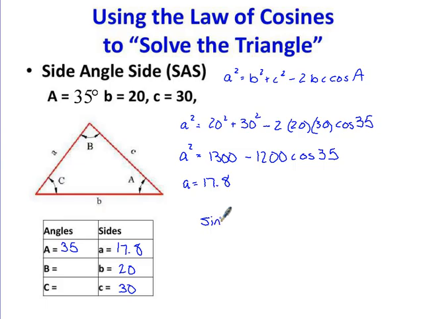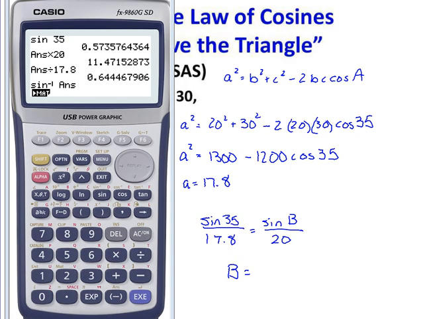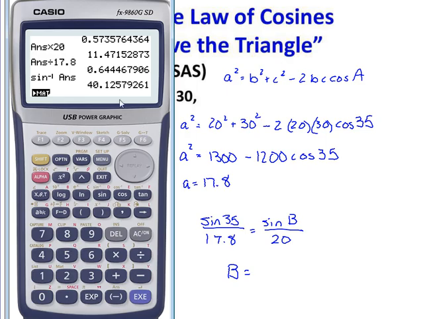So I would have the sine of 35 over 17.8, and that's equal to the sine of angle B over 20. Then just like we did before with law of sines, I'm going to cross multiply and solve. Because I'm looking for angle B, I'm going to need to do the inverse sine. And when I do that, I'm going to get that angle B is 40.1.